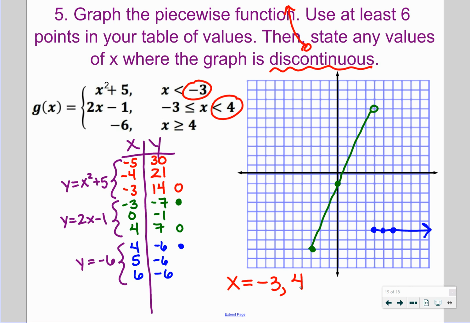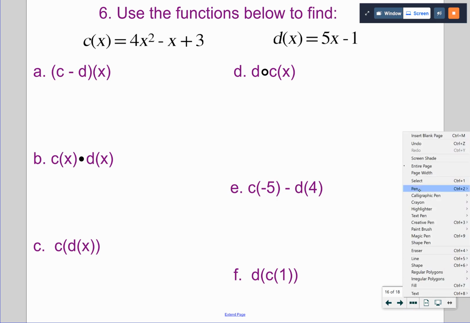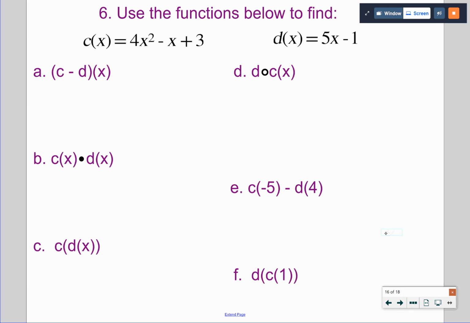What questions do you have on this one? There's a lot of little things on this one you got to worry about. Nothing? Okay.